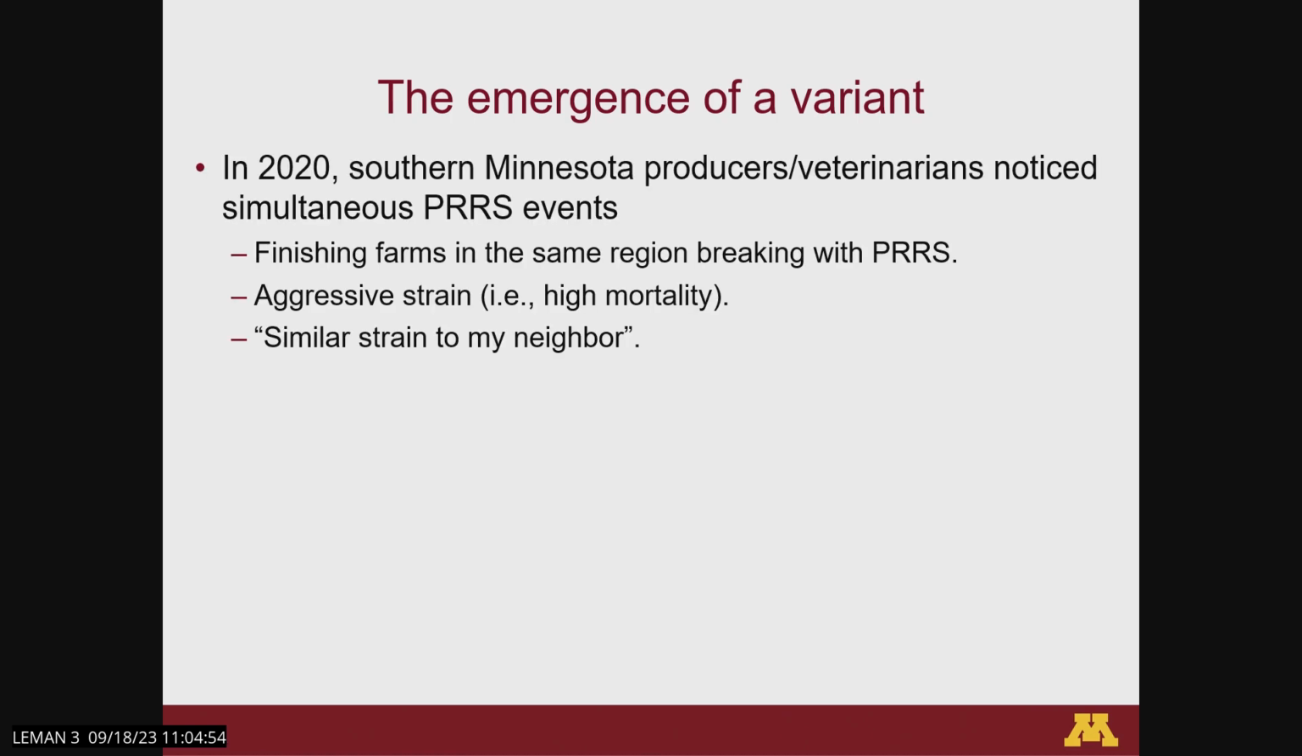Let's talk about the emergence of this one. So in 2020, in southern Minnesota, veterinarians and producers began to notice simultaneous PRRS events. Simultaneous PRRS events are not uncommon, we hear it a lot, but something was different about these events. Finishing farms in the same region were breaking with PRRS. These producers and veterinarians were describing it as more severe, more aggressive. They were seeing an increase in mortality or signs. And they were saying, okay, what I've been talking to my neighbor about is very, very similar.